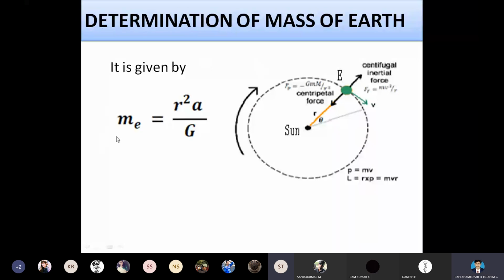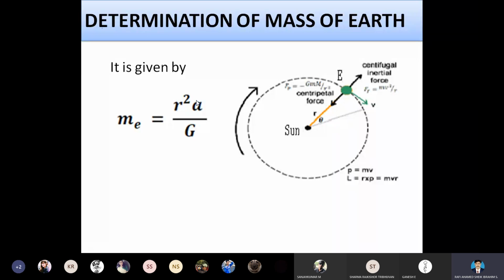Hello, sir. Actually, I have one doubt. Sir, can you elaborate why force is inversely proportional to R square? Why only R square, sir? Is there any mathematical proof? For which one are you asking, Kepler's law or Newton's law? Newton's law.